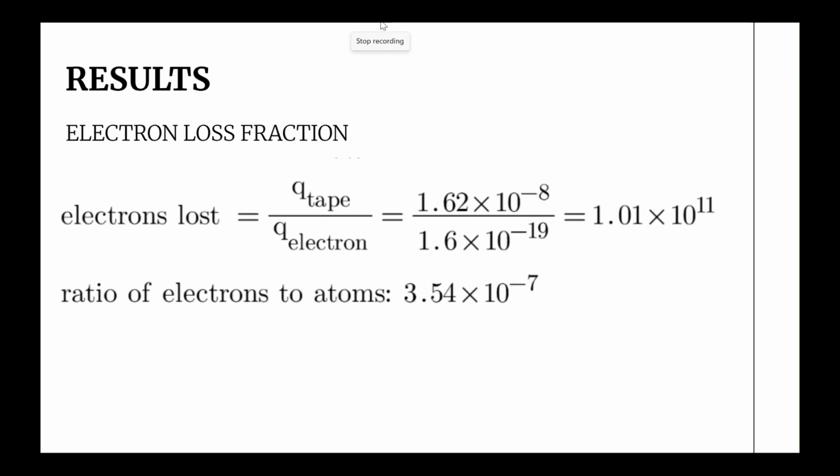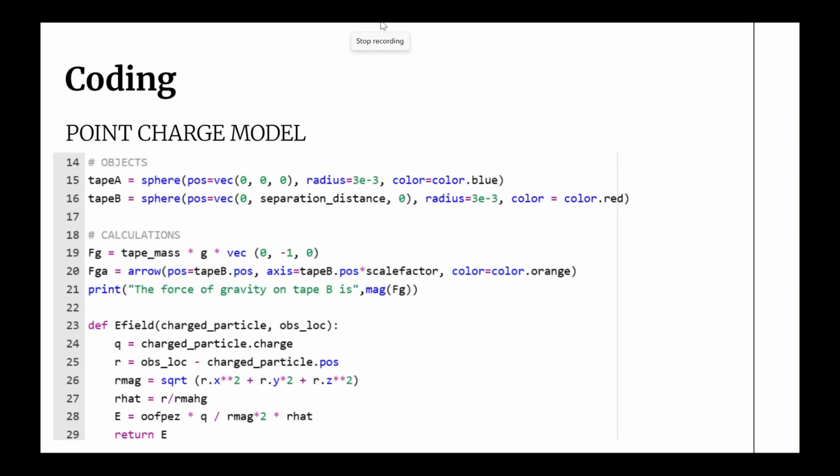The electron loss fraction is the tape charge over the electron charge, which is 1.01 times 10 to the 11th. The ratio of electrons to atoms is thus 3.54 times 10 to the negative 7th, meaning there is a deficit of electrons. Now for the computational GlowScript model.